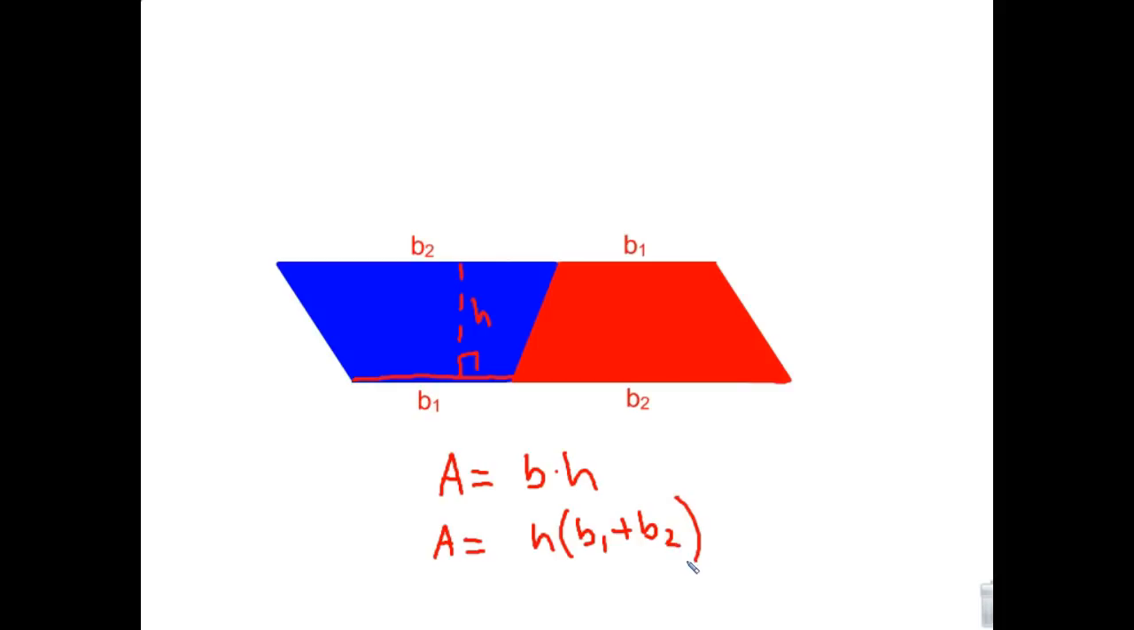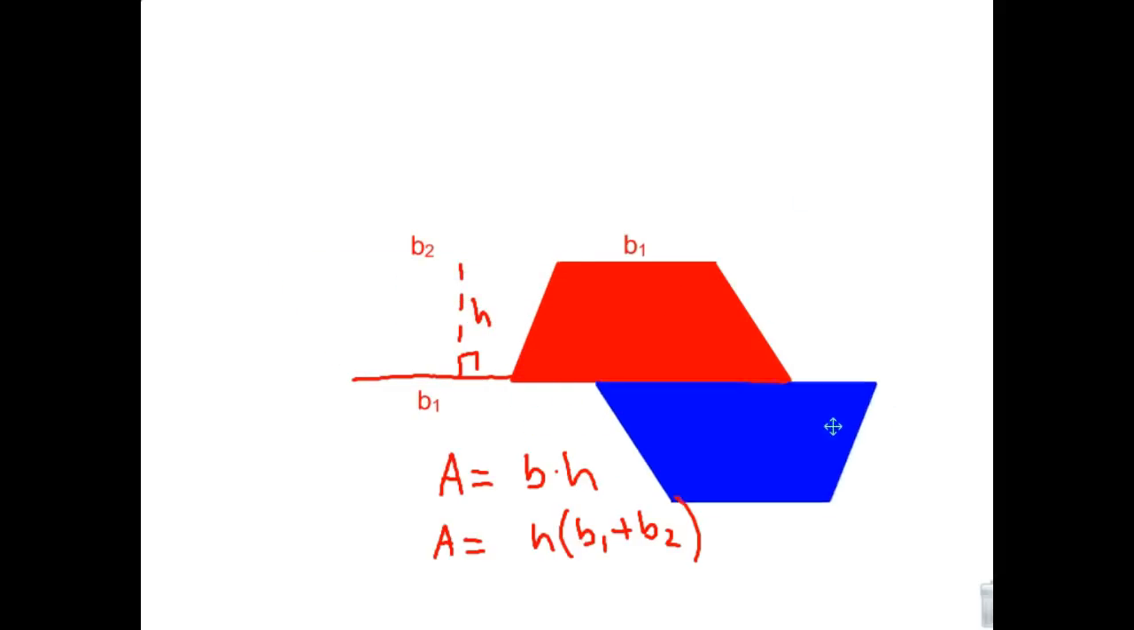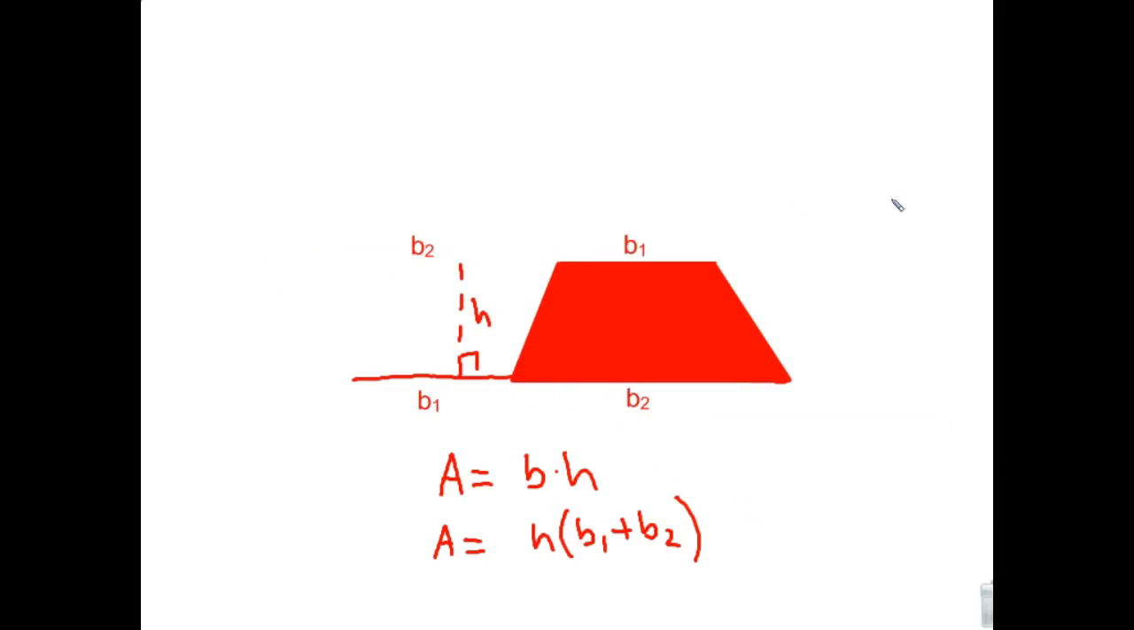And where the half comes into play is I don't want two trapezoids, I only want one of them. So we'll get rid of one here. That's where that half's coming from. So really, same formula as for our parallelogram, just a little bit different when we split that parallelogram in half into two trapezoids.